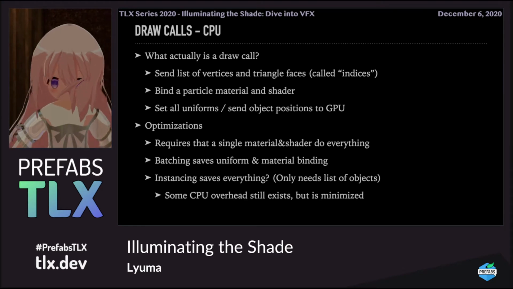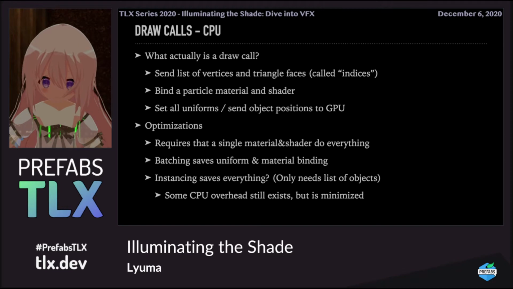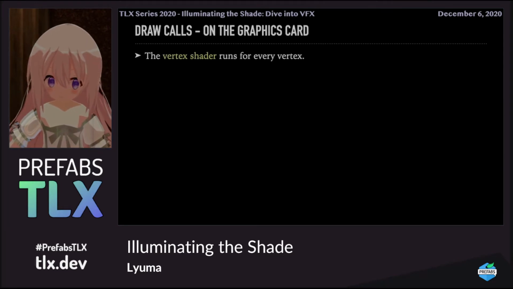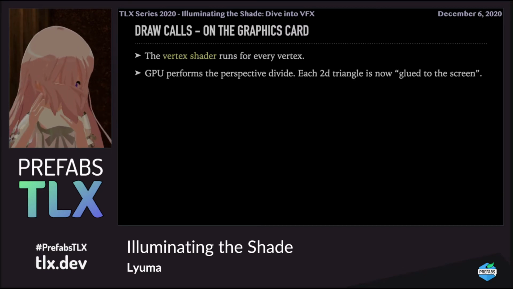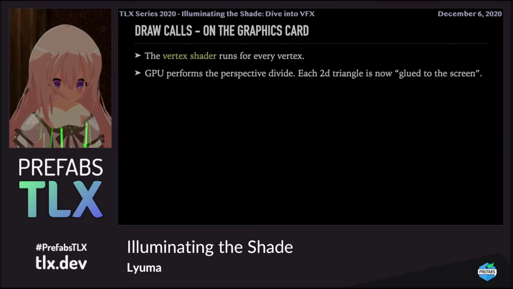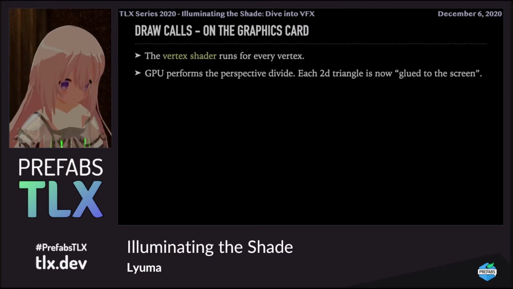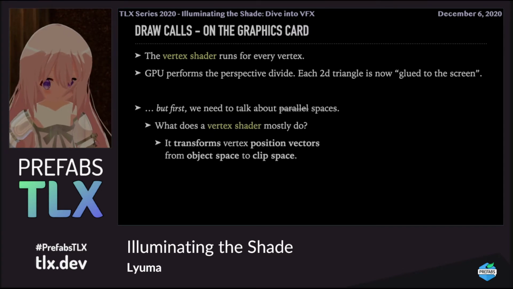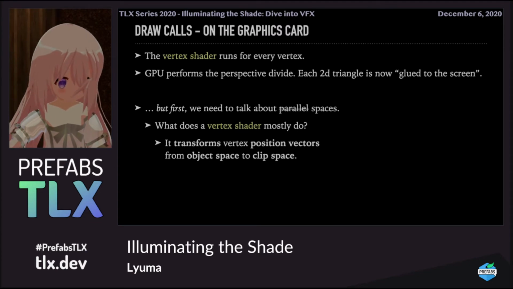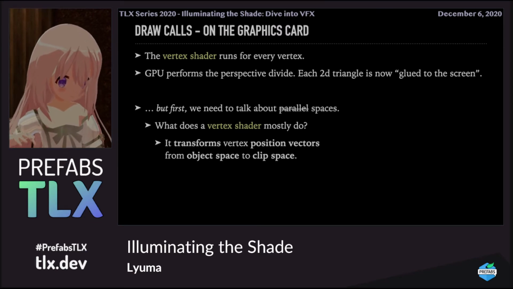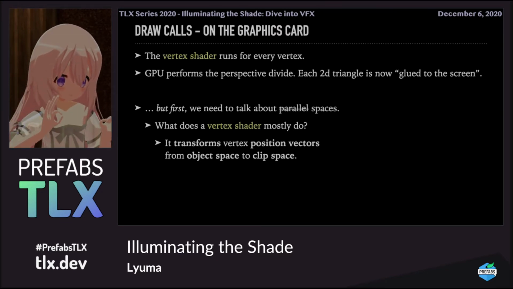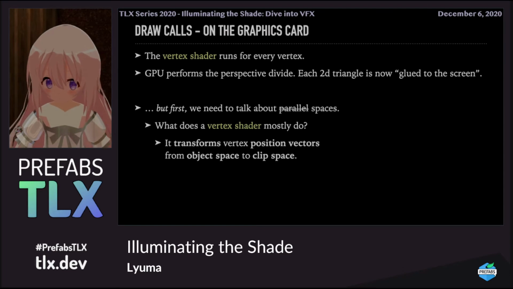So what actually happens on the GPU when you do a draw call? First of all, you're going to have the vertex shader run for every vertex in your mesh. And after the vertex shader runs, there's something called a perspective divide, which I'll cover later, but that's technically not part of the vertex shader. But first, we need to talk about spaces. Just as a reminder, a vertex shader's job is to transform vertex position vectors from object space to clip space. So what is a space? What does a space mean?